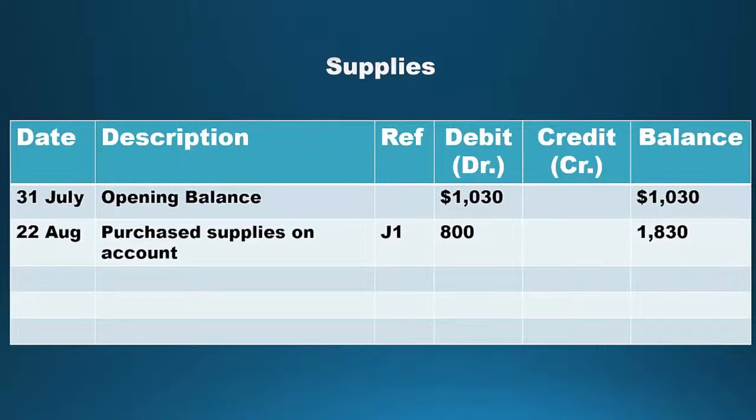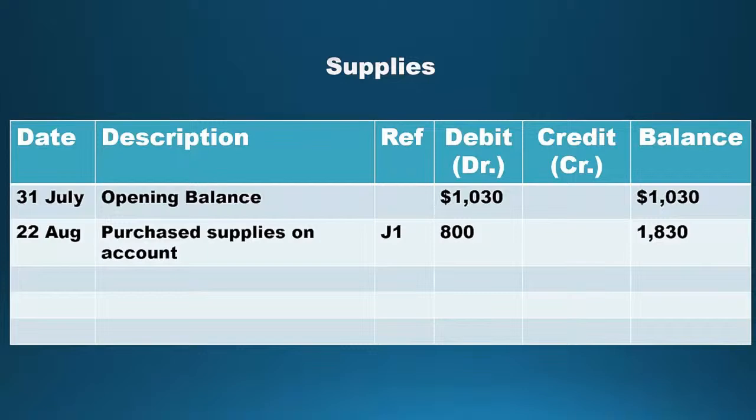Posting to the ledgers. Supplies ledger. 1. Date. Write the date, August 22. 2. Narrative. Add the narrative: Purchase supplies on account. 3. Reference. Include the journal reference J1. 4. Amount. Enter $800 in the debit column. We debit supplies because the business is increasing its asset inventory of supplies, and increases to assets are recorded on the debit side.